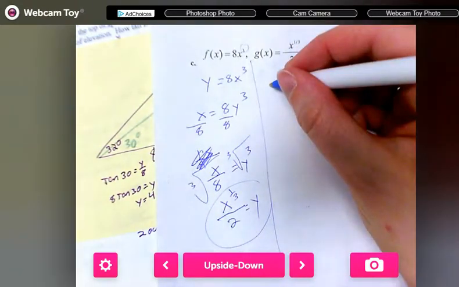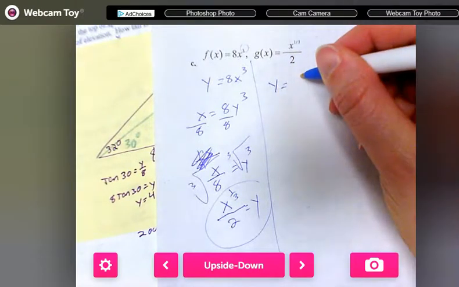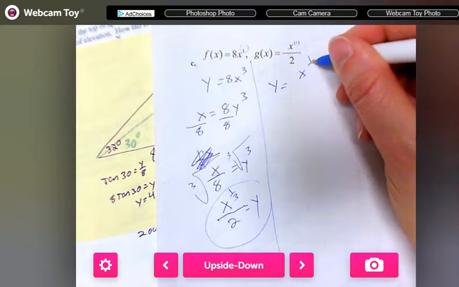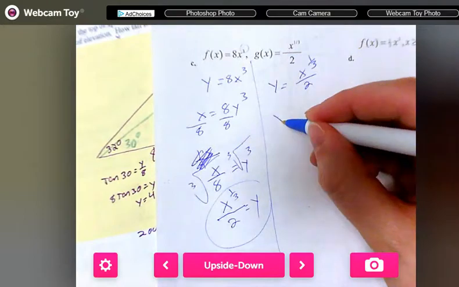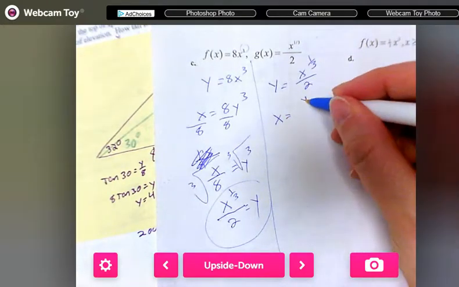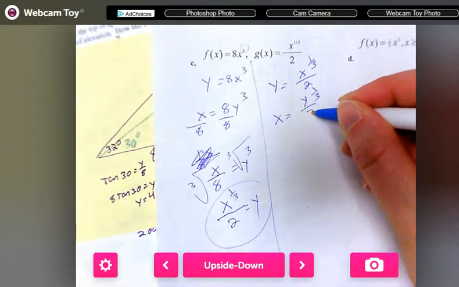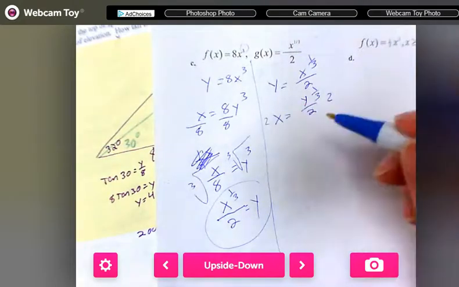So let's do this side. Y equals x to the 1/3 over 2. We're going to switch them. So x equals y to the 1/3 over 2. We'll times both sides by 2.